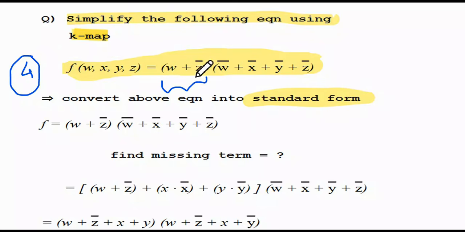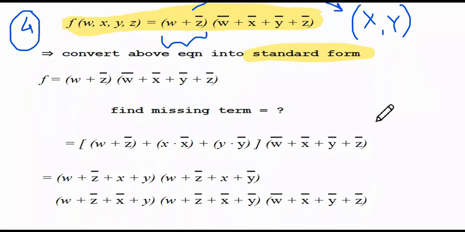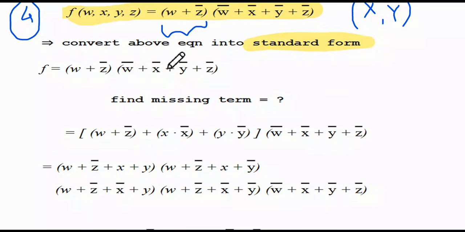So let us consider this first term, that is w plus z bar, right? So w plus z bar यहाँ पे दिया है, right? So how many variables are missing here? How many variables are missing? X and y. How many variables are missing over here? X and y, right? So you need to consider while writing the standard form equation these two variables. So how to write the equation? Very simple. Now look at here.